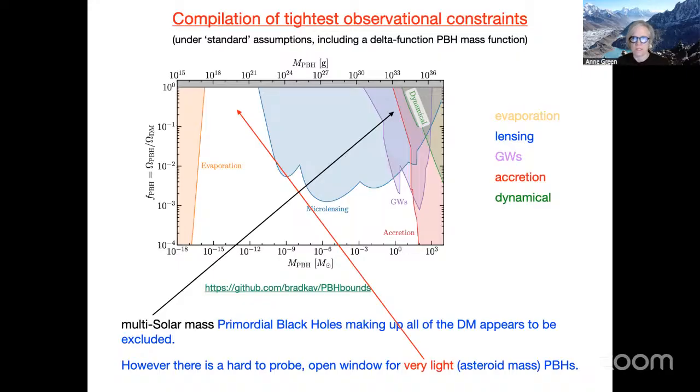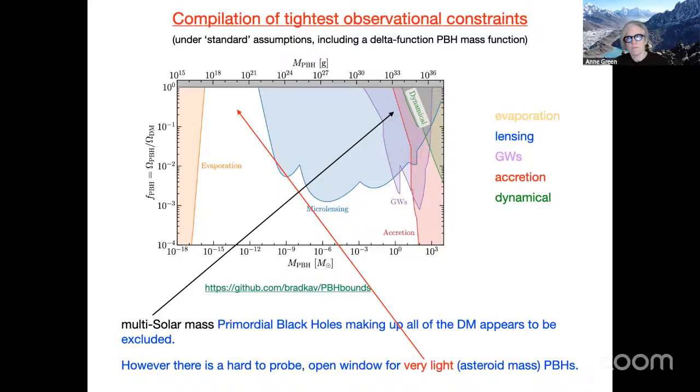There are also constraints actually from gravitational waves, and it was realised in the months after the LIGO-Virgo announcement that probably if all of the dark matter was primordial black holes, then they would be merging at a rate so that you got several orders of magnitude more merger events than LIGO actually observed. So again, we're getting percent level constraints on the abundance of multisolar mass primordial black holes.